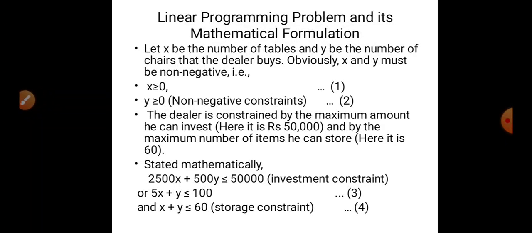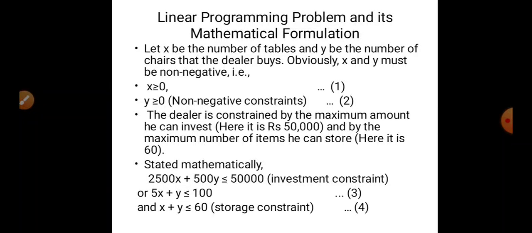Let x be the number of tables which we have already taken, and y the number of chairs the dealer buys. Obviously x and y must be non-negative, they will be positive, they can never be negative. Because of the storage problem, the number of chairs and tables which he will buy and sell will not exceed 60. So the fourth constraint is x plus y is less than or equal to 60, because of the storage constraint. And now the investment, because the cost of one table is 2,500 and the cost of one chair is 500.